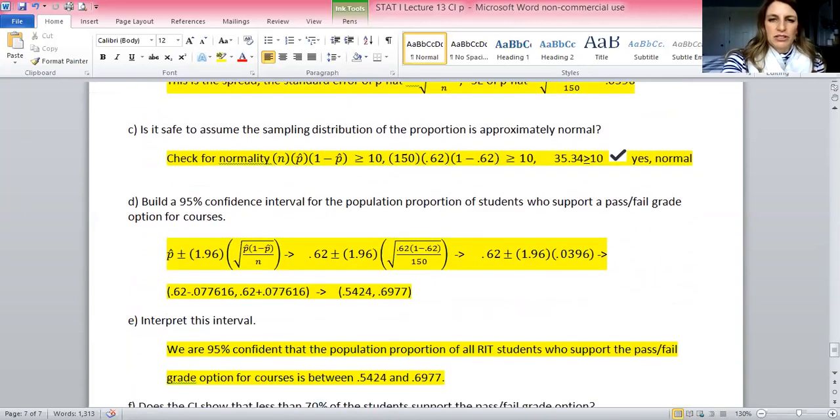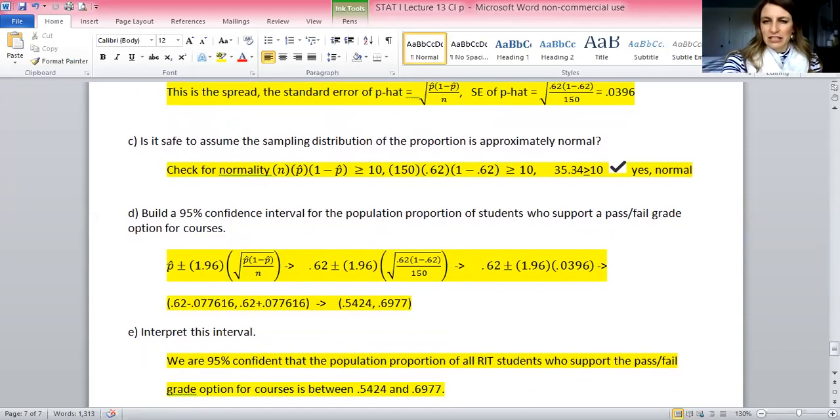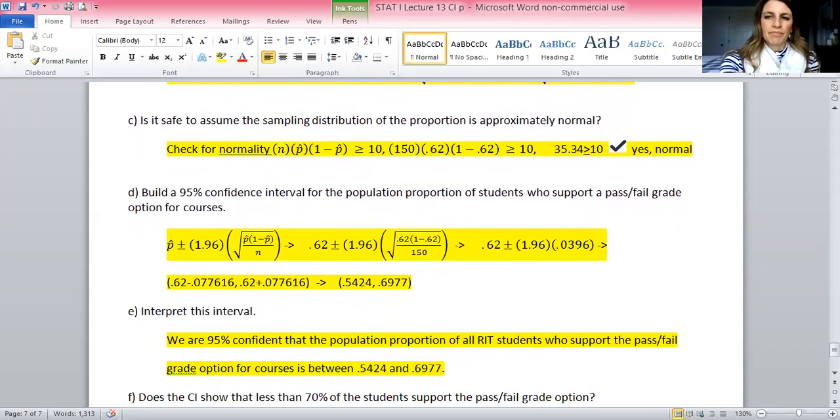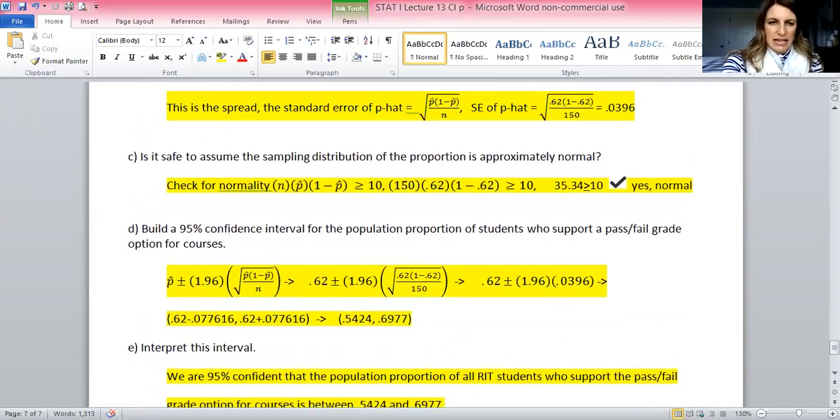Is it safe to assume that the sampling distribution is approximately normal? So this is n times p hat times 1 minus p hat is greater than or equal to 10. So yes, it is, because it's 35.34. So yes, it is normal. I just indicate that with a little check mark and say yes, normal.